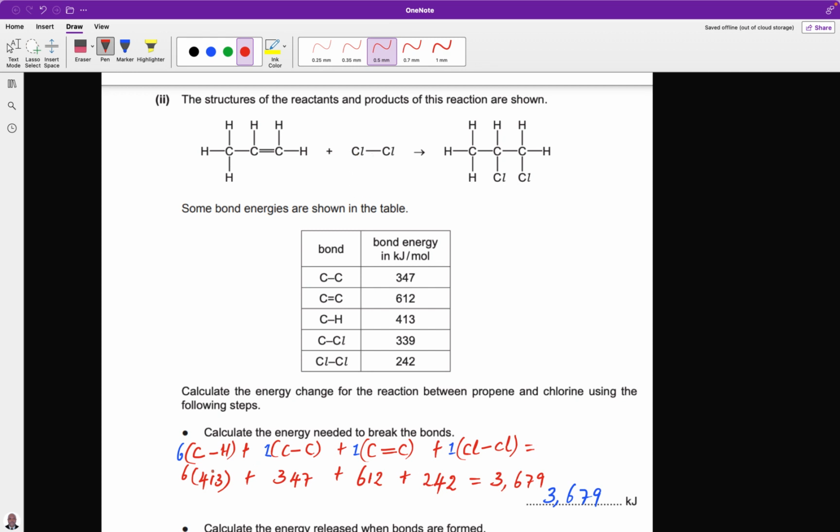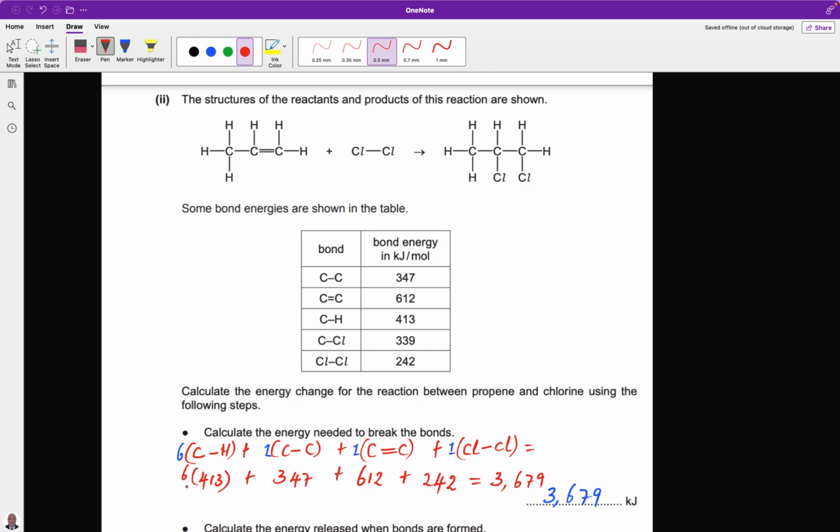So now, substituting the values that have been given here. The carbon-hydrogen bond is 413. When we substitute here, it will be 6 times 413, plus only 1 carbon-carbon single bond, only 1 carbon double bond, and only 1 chlorine bond, which are substituted.